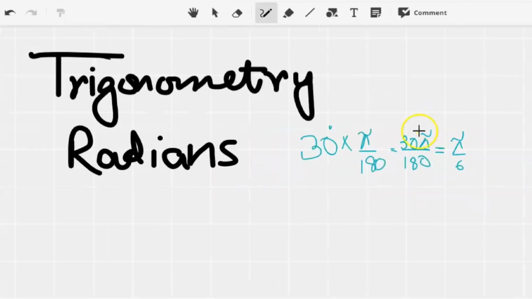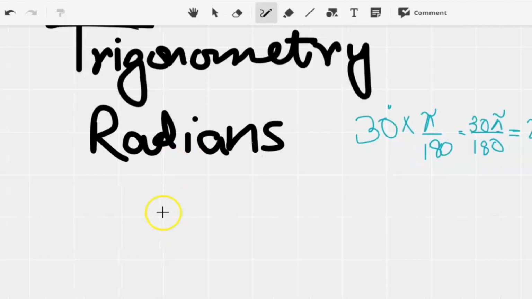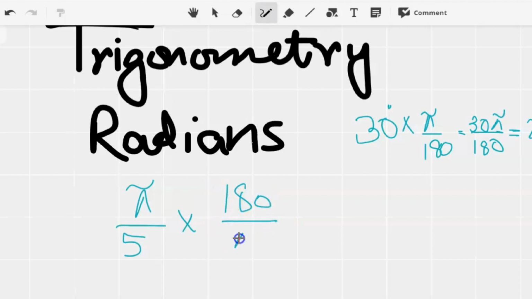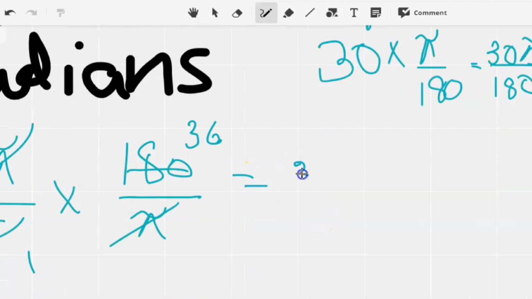Now the next one is, if they give you a radian, how you are going to convert it into degrees. So let's say you have pi over 5 times 180 divided by pi. This pi and this pi you can cancel out. This is 1 and this is 36. This is going to be 36 degrees.